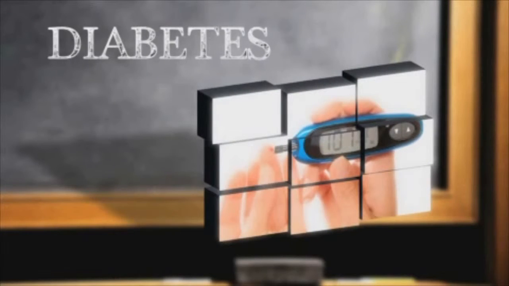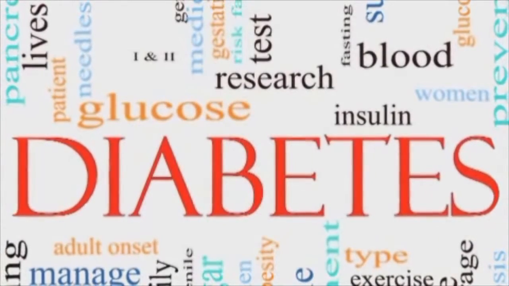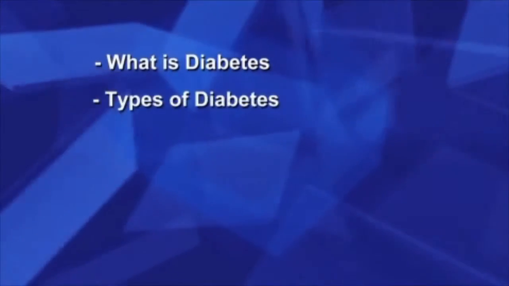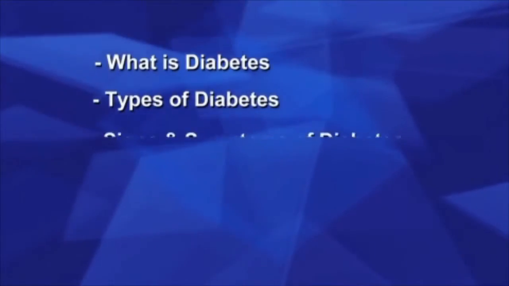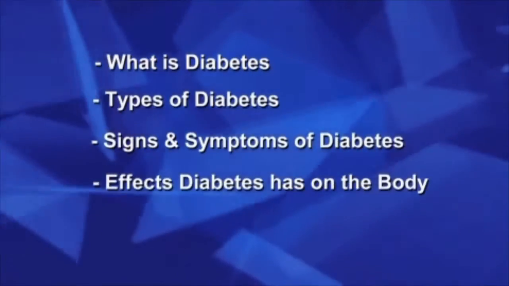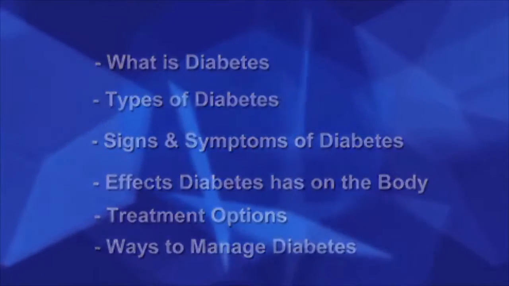Diabetes is the 7th leading cause of death in the U.S. and can cause serious health complications, including heart disease, blindness, kidney failure, and lower extremity amputations. In this video, we'll take a brief look at what diabetes is, explore the different types of diabetes, look at the signs and symptoms of diabetes, the effects diabetes has on the body, treatment options, and ways to manage diabetes.